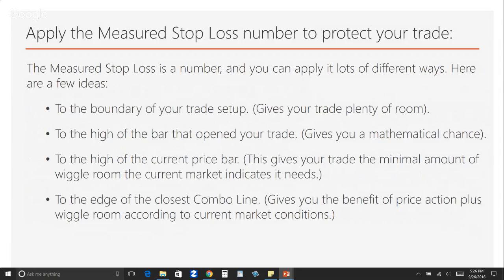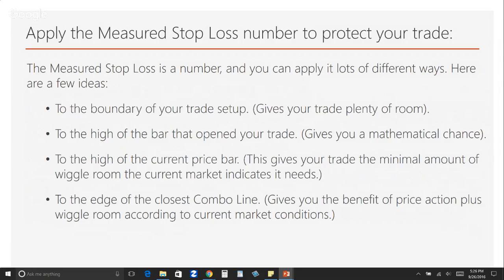You could apply that number to the high of the current price bar. And this gives you sort of the minimal amount of wiggle room as the market is moving in a direction, and the market will kind of indicate what it needs over time. So you can keep using it almost like a trailing stop for people that like to do that. I generally don't move my stops around like that, but you certainly could run that calculation ongoing.